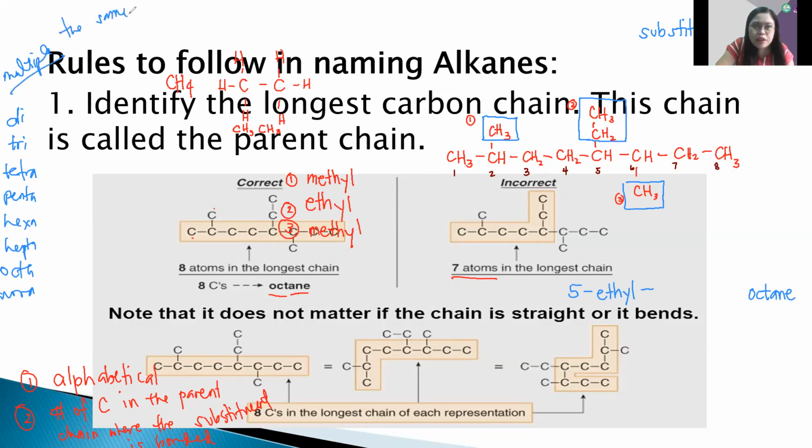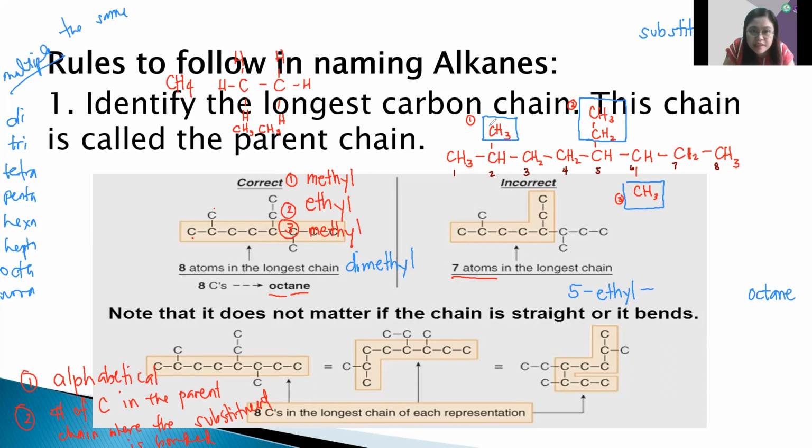Okay? Pag may multiple na the same branches, gagamit tayo ng prefixes. Pag isa lang, no need. No need to write mono. Pero pag dalawa pataas na siya, gagamit na tayo. Kagaya nito, dalawa ang methyl. So, we will name here now this one as di, and then idugtong mo yung pangalan niya. Dimethyl. Meaning, dalawang methyl. Pero, isusulat pa rin natin kung anong number of carbon sila nakalagay.